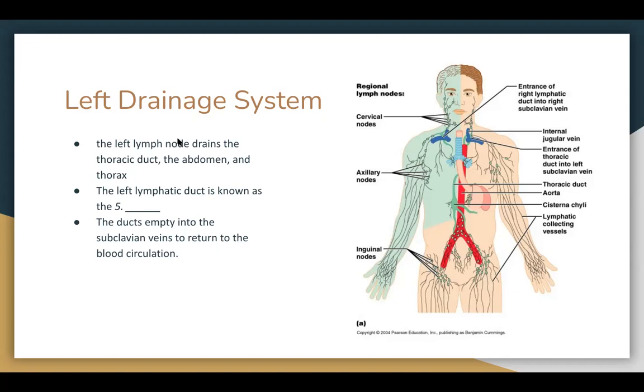So if you know where your inguinal artery and vein is, you know where your inguinal nodes are, which is why it's helpful because they're the same name. So once again, to reiterate, your left drainage system drains everything in your lower body, left thoracic area, left arm, left head and neck into your thoracic duct, and your right drainage system drains everything in your right thoracic area, right head and neck, and right arm into your right lymphatic duct. And both of them drain into their respective subclavian veins.